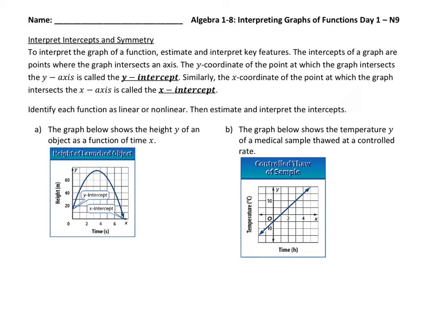Unit 1, Lesson 8, Notes 9, Interpreting Graphs of Functions, Day 1. Interpret intercepts and symmetry. To interpret the graph of a function, estimate and interpret key features.